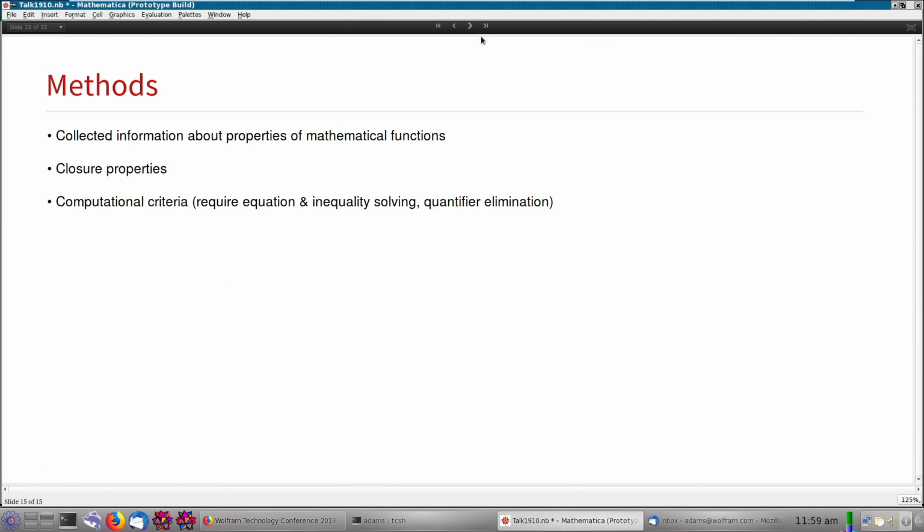Okay, so now the comment about methods that I already made. There are three types of methods. So there is collected information about properties of mathematical functions. Then we use closure properties to try to derive the properties based on this collected information. And then there are fallback computational criteria that actually require solving equations and inequalities and quantifier elimination that are much slower than the first two methods. So this is all that I have. Thank you.